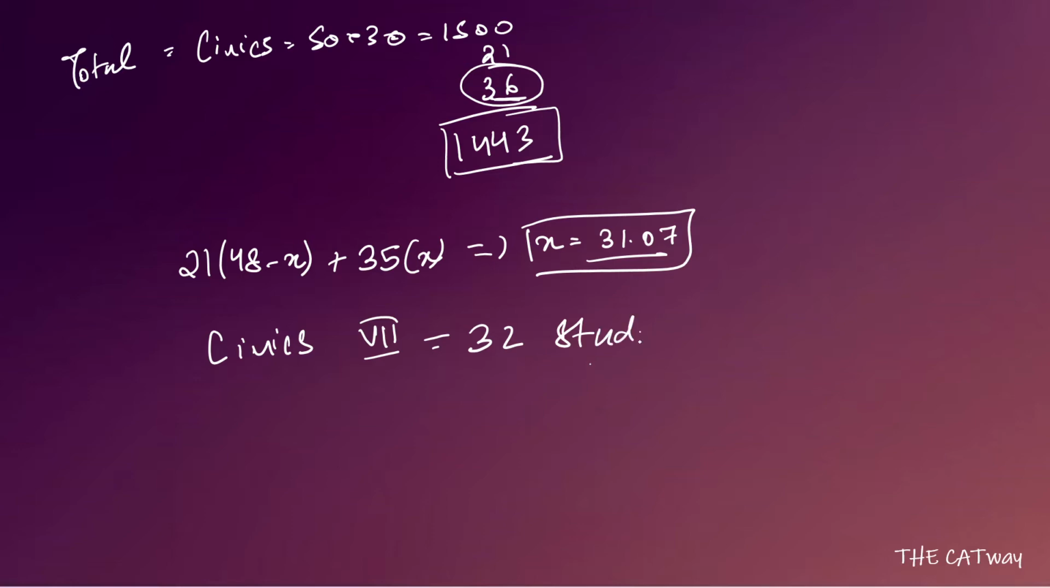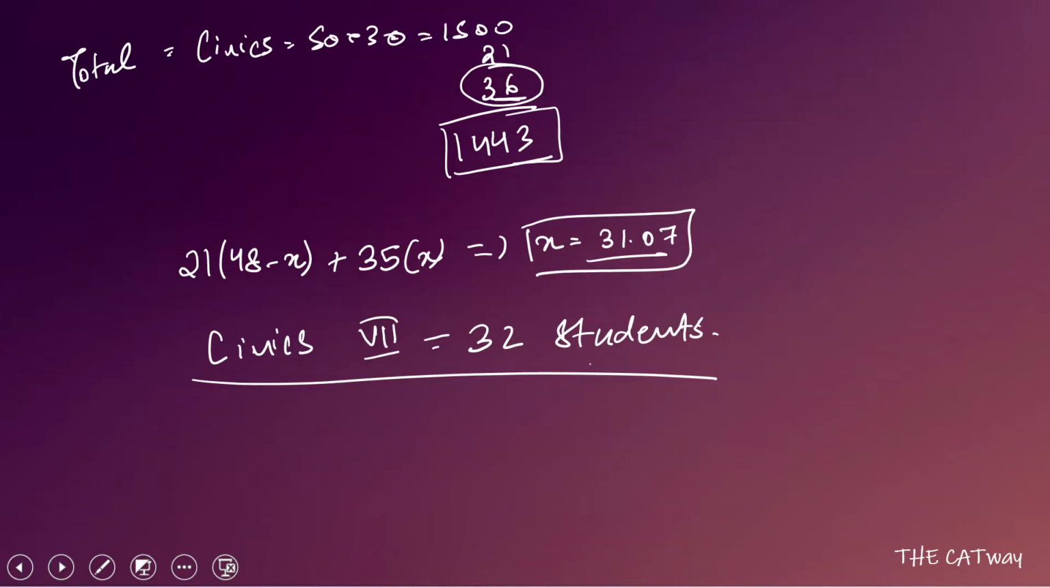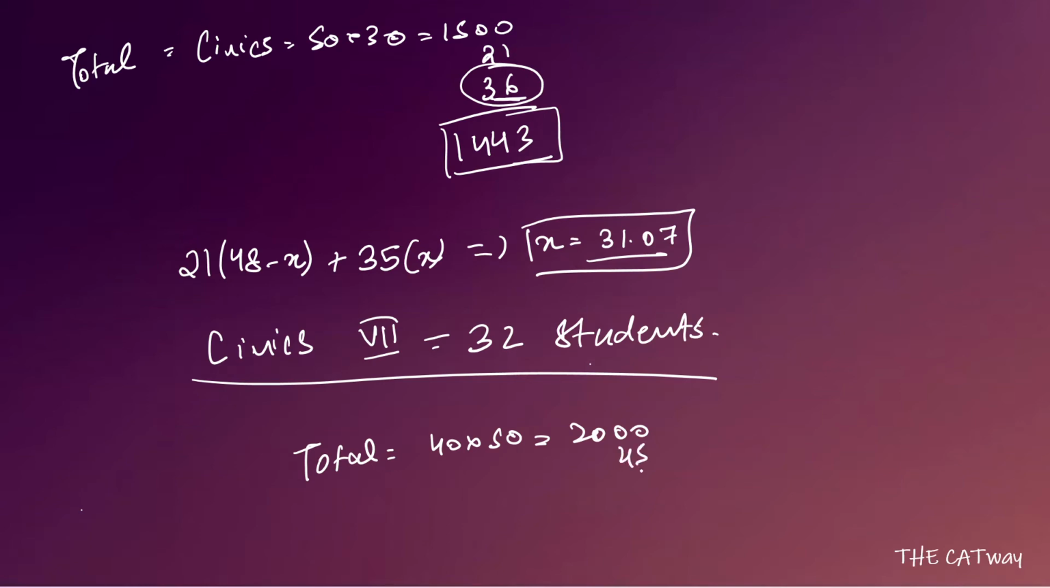Now we will calculate it for economics. For economics also we will follow the same procedure. The average is 40, so the total marks will be 40 into 50, which comes out to be 2000. From 2000, there is one student who got 45 and one student who got 19, and you have to subtract 45 and 19. So 2000 minus 45 and 19 gives us 1936.